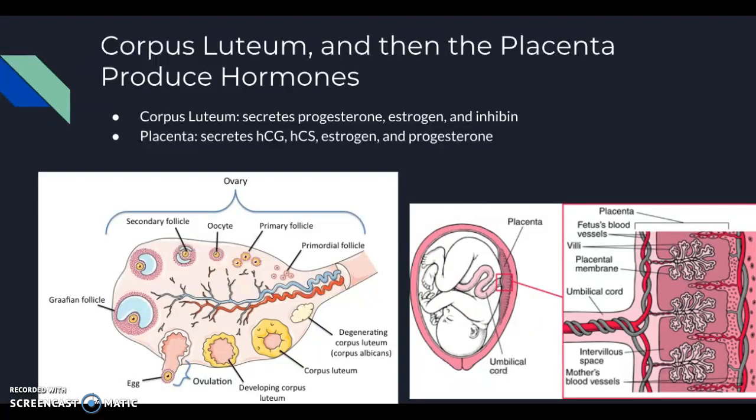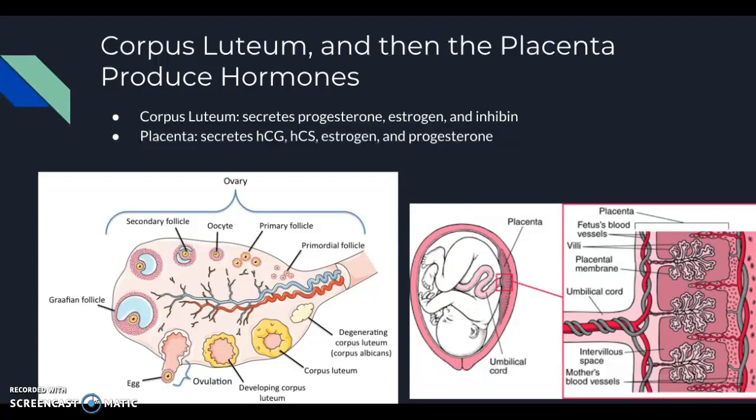This hormone is HCG, and we'll get into the specifics of this hormone a little bit later on in this lecture. Important thing to note is after about the 7th week of pregnancy, the placenta takes over the secretion of hormones because it has fully developed, and the corpus luteum is no longer needed. This causes the corpus luteum to degenerate. The corpus luteum is not active throughout the pregnancy, as the placenta takes over secreting the hormones. The placenta secretes many hormones, but the ones that we will focus on today are HCG, HCS, estrogen, and progesterone.